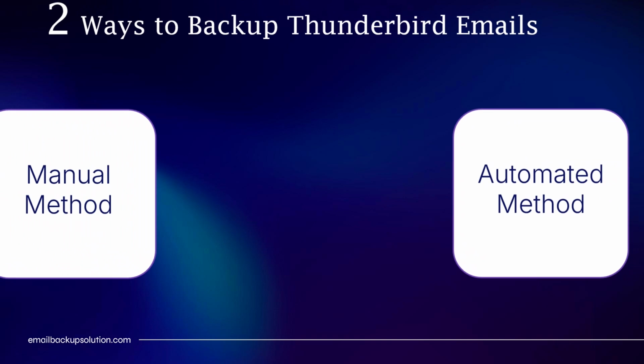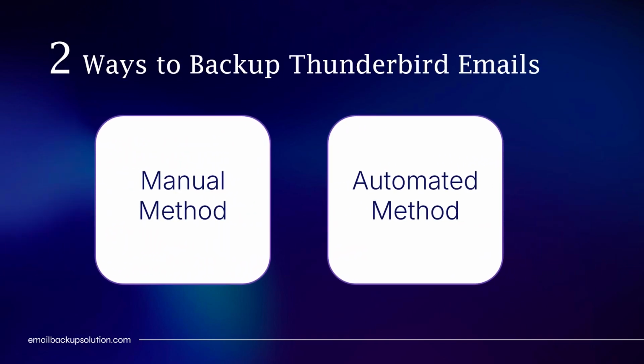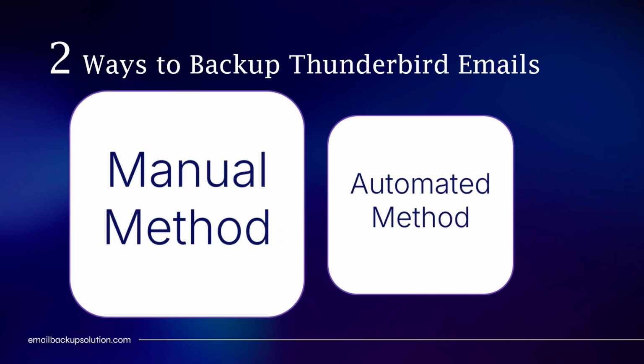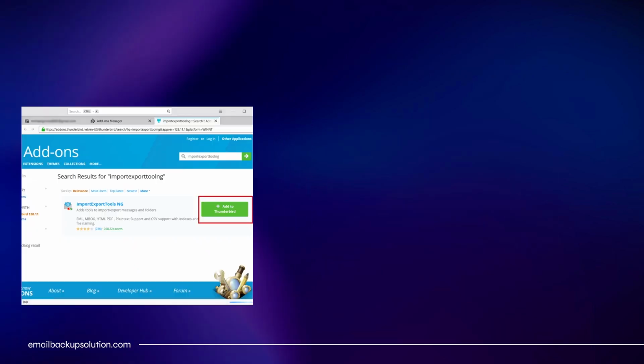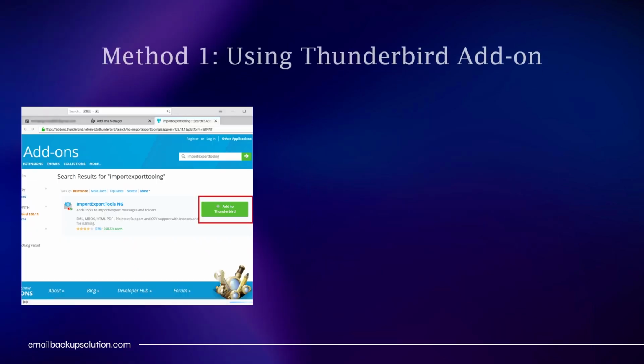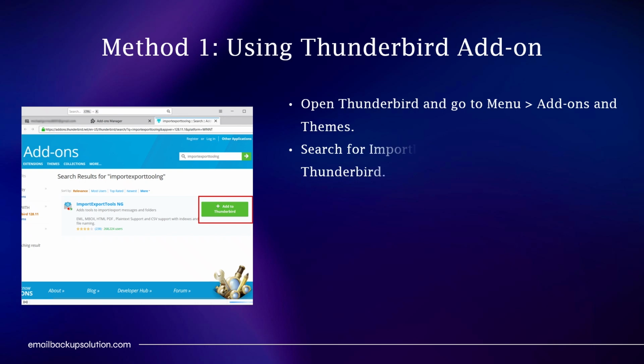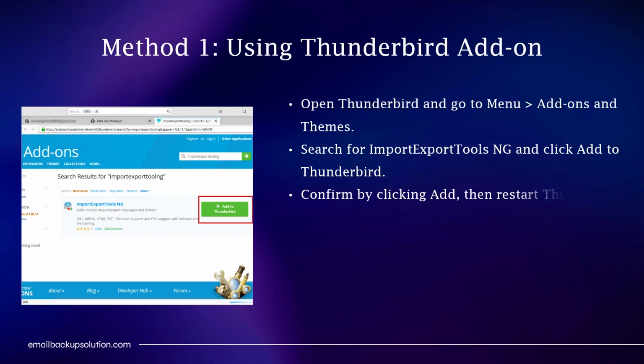There are two common ways to back up Thunderbird. One is a manual approach. The other uses export tools or a dedicated backup software. For the manual method, open Thunderbird and go to Menu, Add-ons and Themes. Search for Import-Export Tools NG and click Add to Thunderbird. Confirm by clicking Add and then restart Thunderbird.